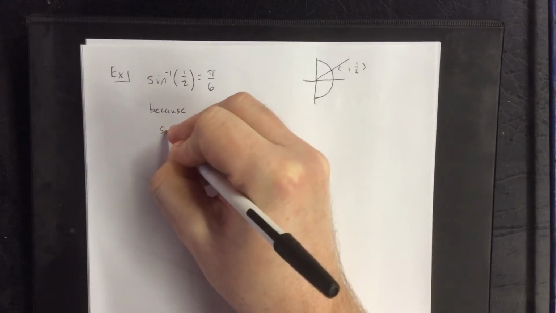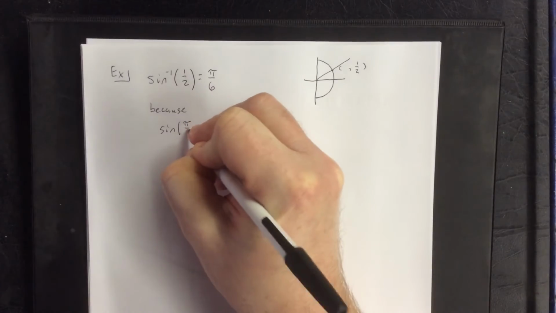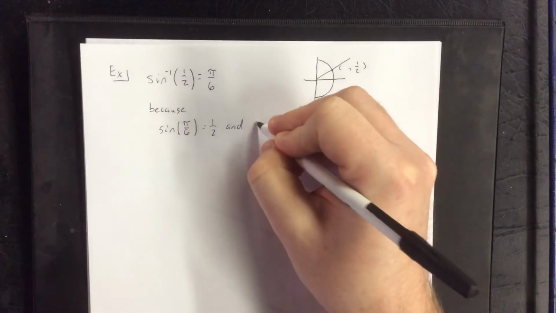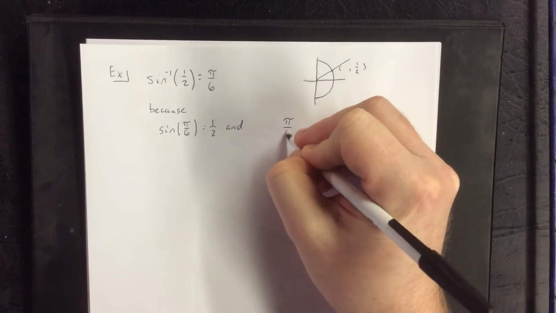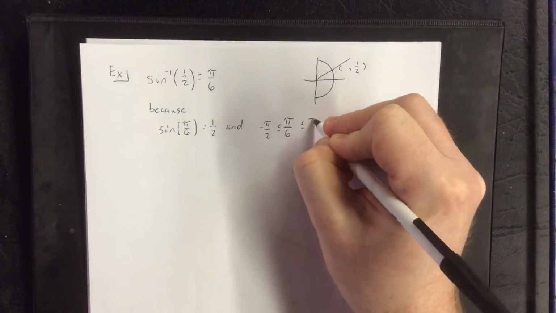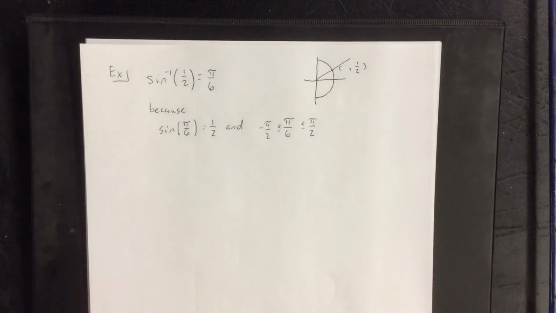And this is because the sine of pi over 6 is equal to 1/2, and pi over 6 is within the appropriate restriction, which is between negative pi over 2 and positive pi over 2.